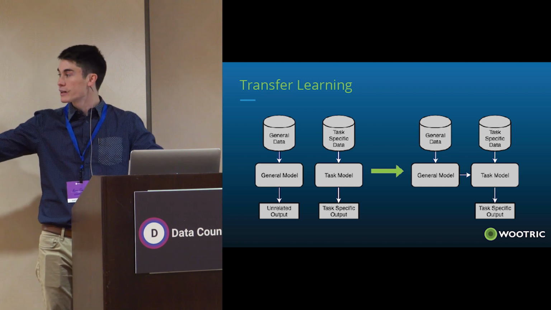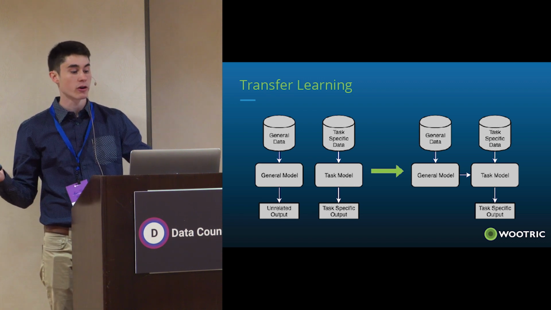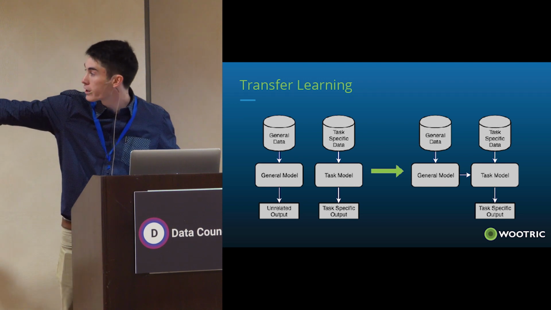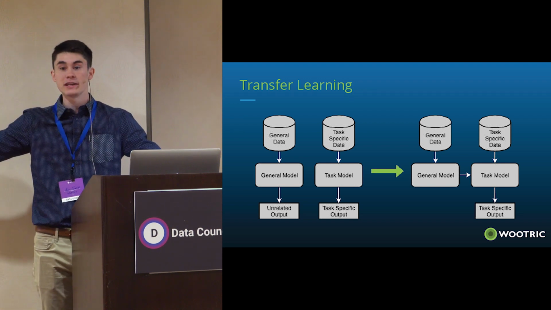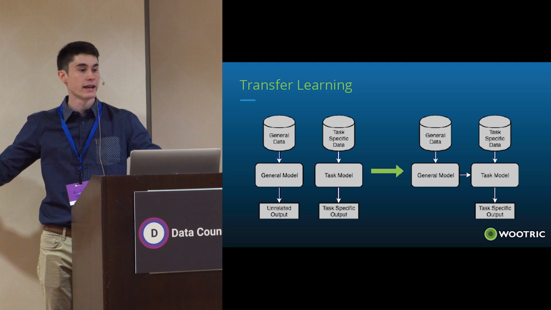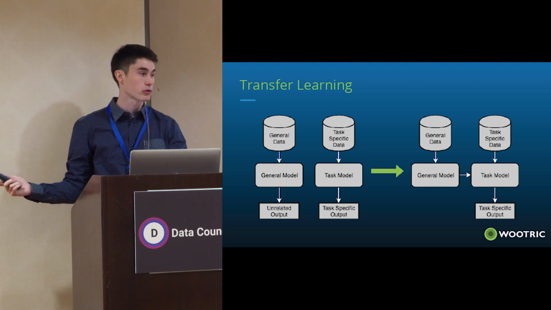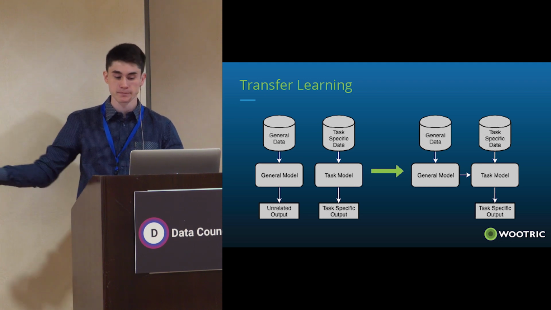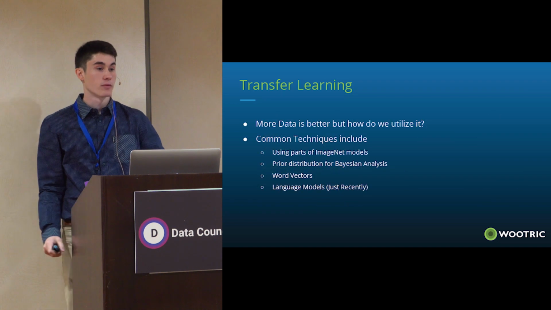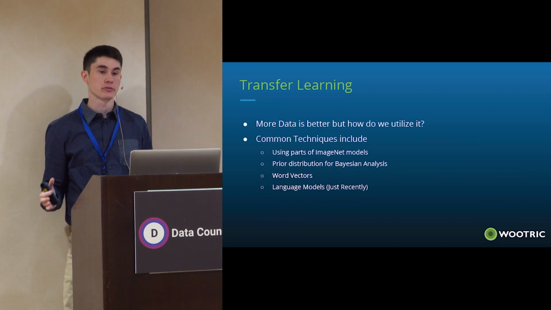Usually that unrelated output is not helpful to us. We want to find a way to bring it over to where the general model feeds into our task-specific model and can influence it to improve our task-specific output. So more data is better, and how do we utilize it?